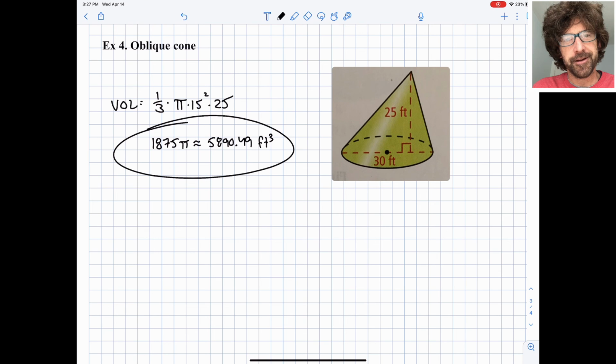So 1/3 area of the base times the height, volume of a cone or volume of a pyramid. And that's a great place to stop.